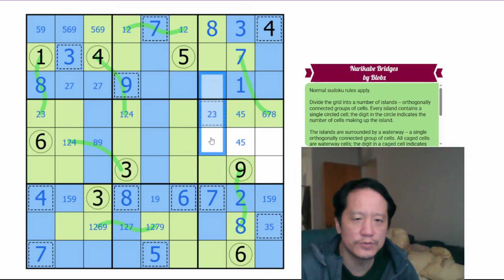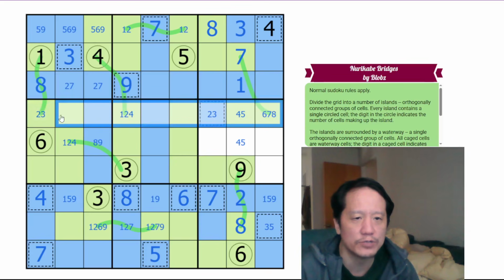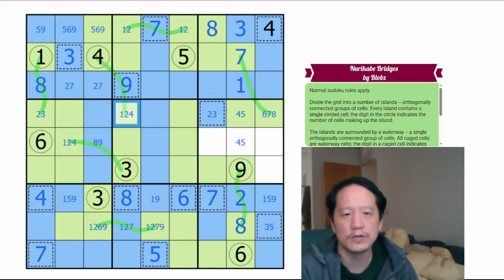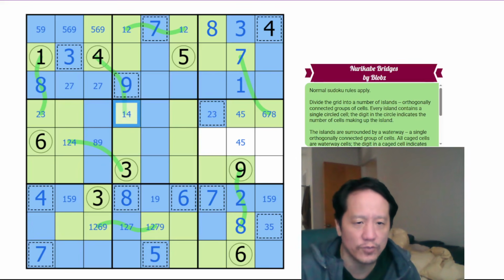This sees 2 or 3. We're not sure which. Oh, we have a 2, 3, 2, 3 pair in row 4, which eliminates 2 and 3 in the rest of the row. So no 2 here. This is 1 or 4.